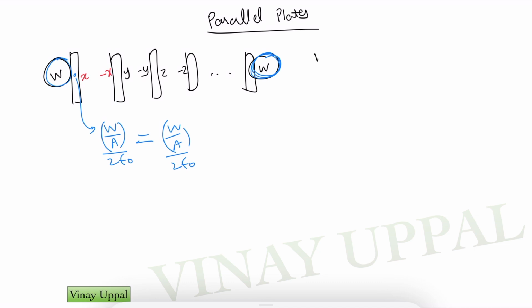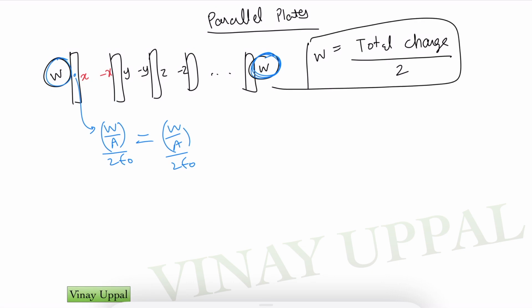And therefore you can see that the value of W will simply be the total charge of the entire system divided by 2. This is something that we should remember, and this will make our calculations very easy.